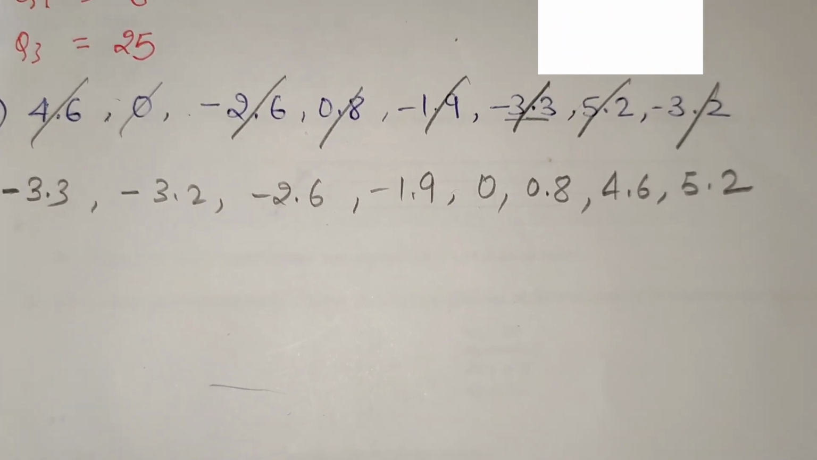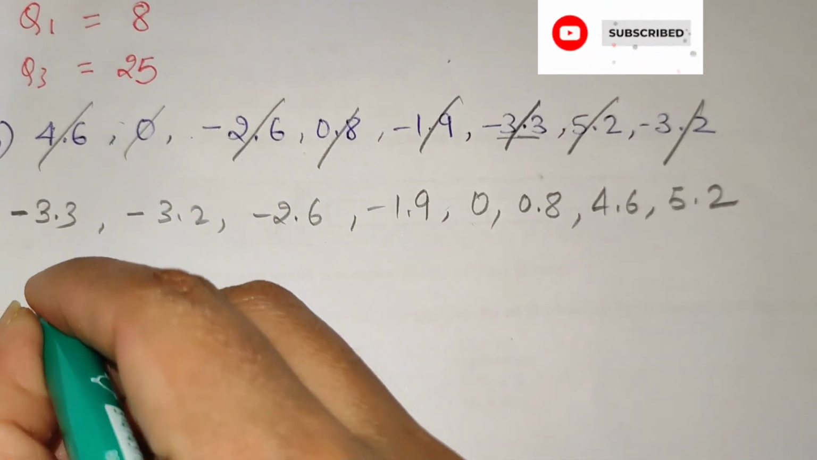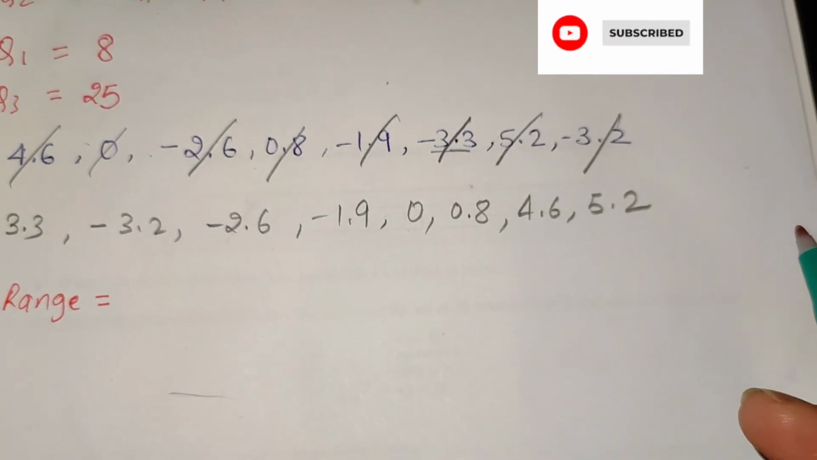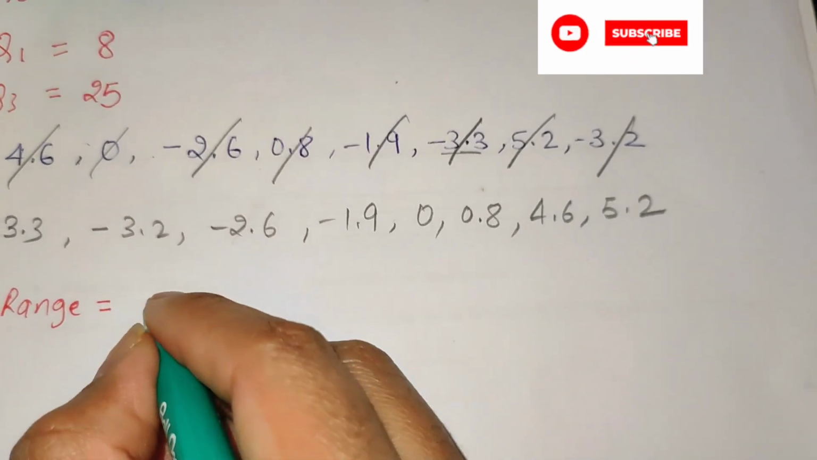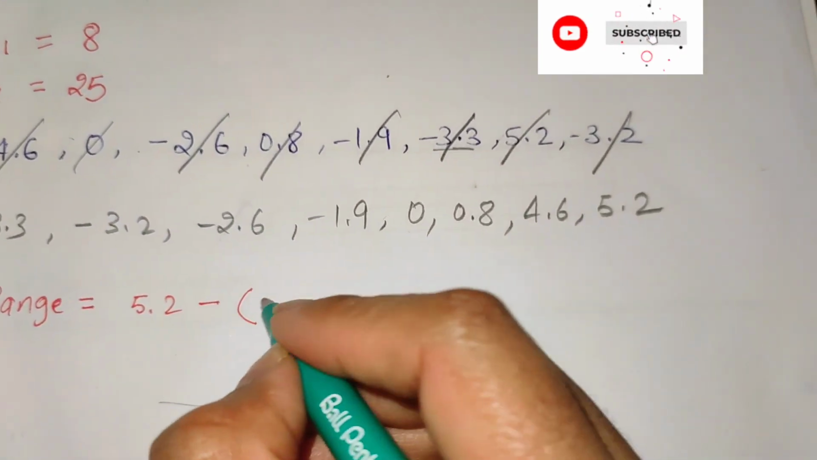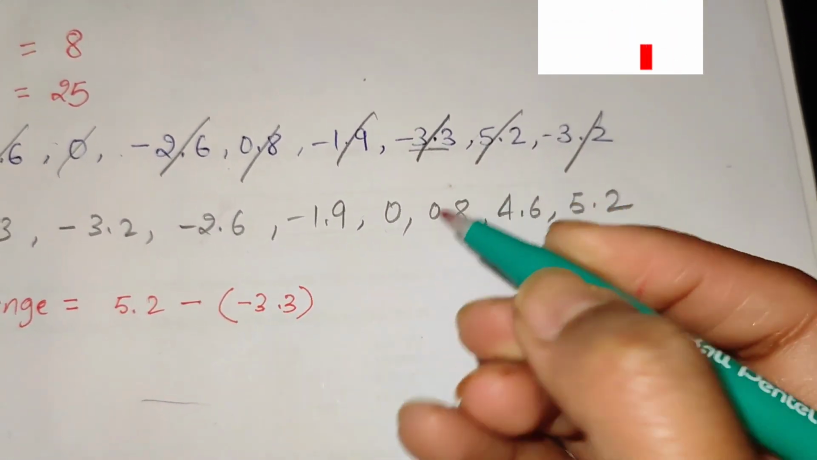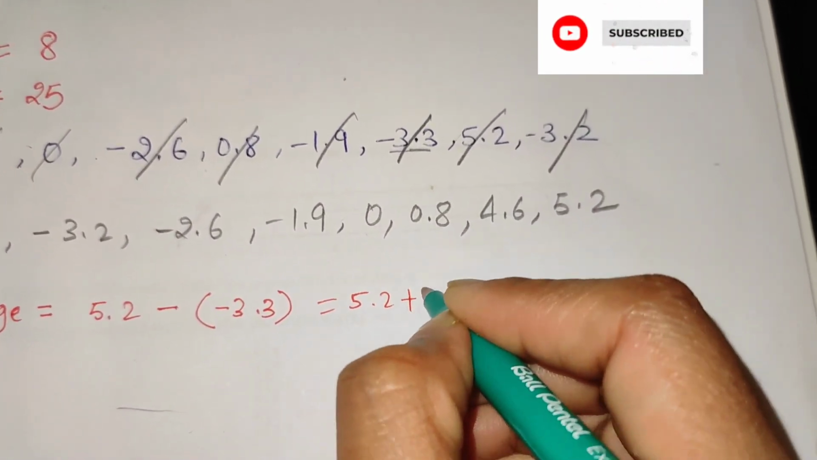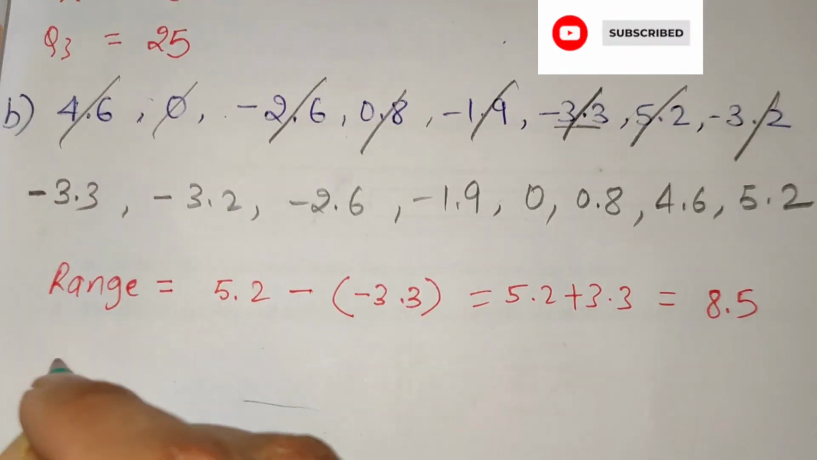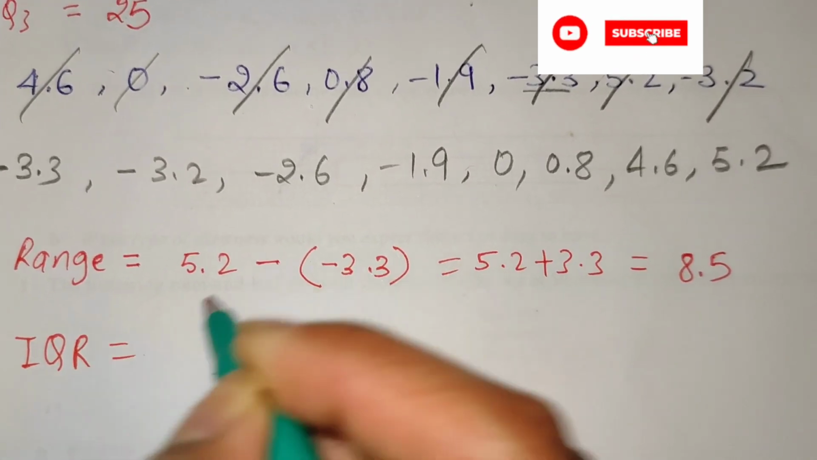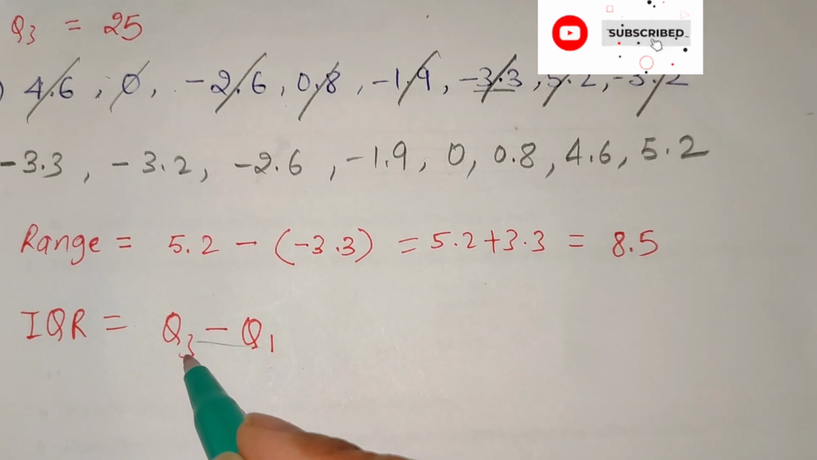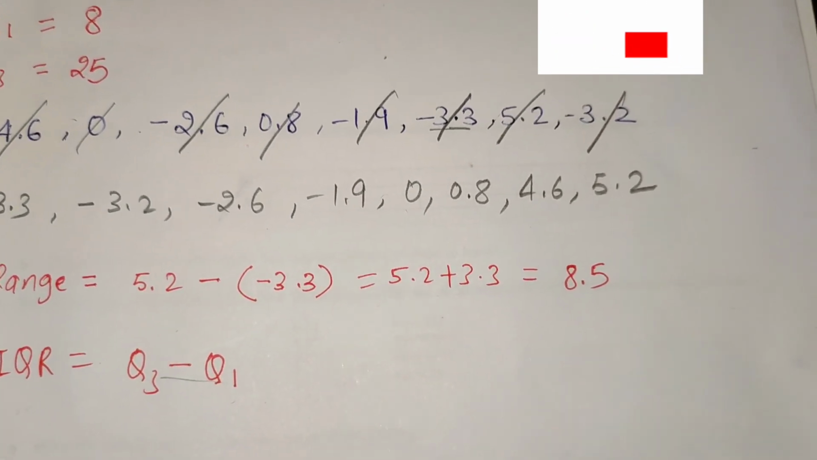Now we have to find the range. Again, range is the largest value take away the smallest value. So this is my largest value, 5.2, take away the smallest value, which is minus 3.3. That becomes 5.2 plus 3.3, which is 8.5. Now let's find the IQR. Again, IQR is the upper quartile take away the lower quartile. Let me mark my median.